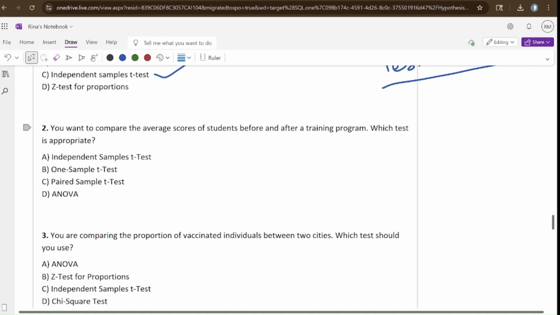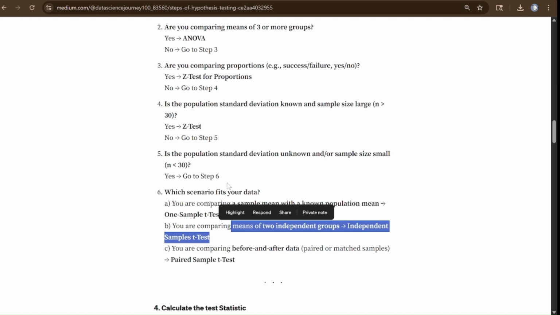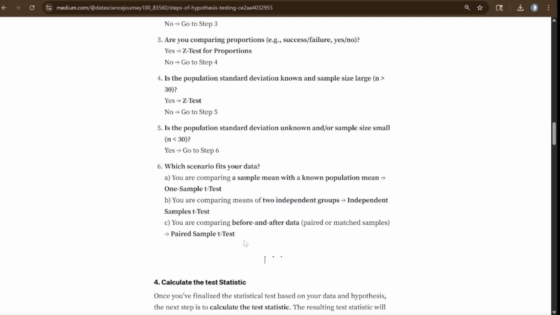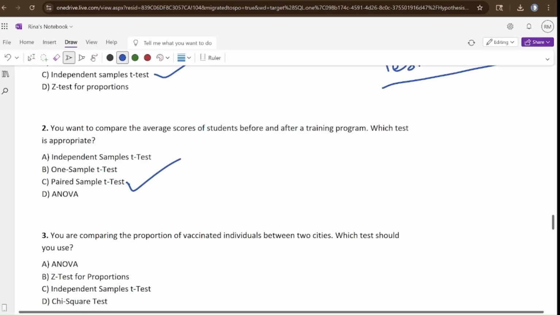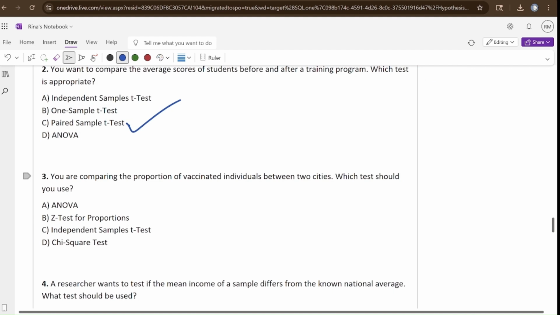If you want to compare the average score of students before and after a training program, see, I told you, same sample but before and after case. In that scenario, you will go for paired sample t-test, right? If you are comparing the proportion of vaccinated individuals between two cities, see the word proportion. Whenever there is a proportion, that means G test for proportions.